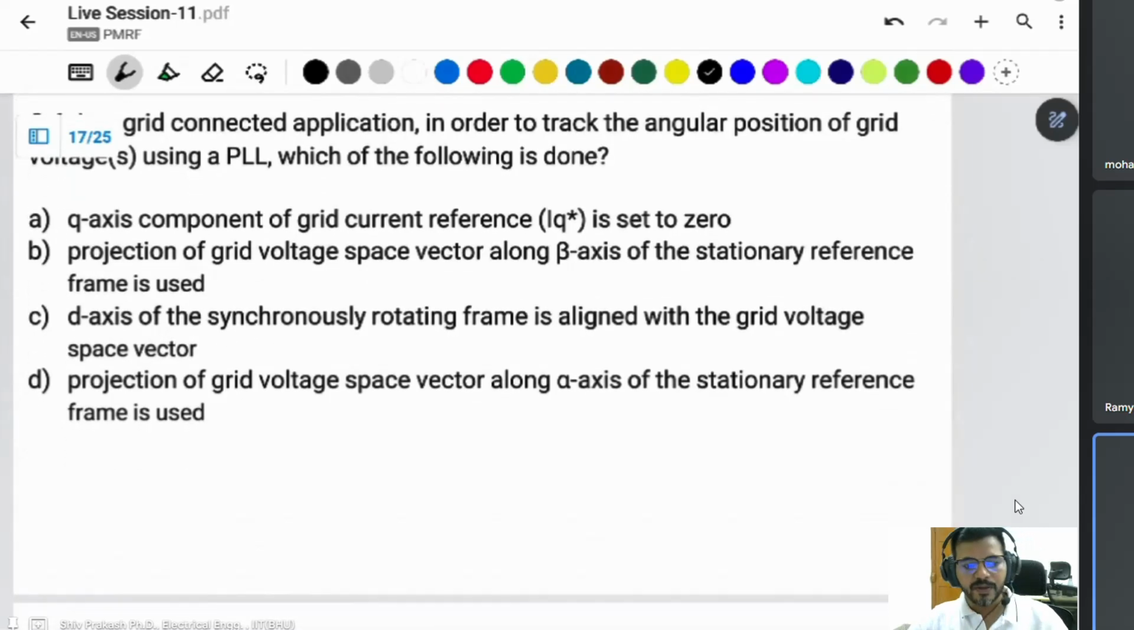A PLL is simply used to find the frequency and angle. There is a requirement of an angle for converting alpha beta to DQ, or ABC to DQ or alpha beta. There is a requirement of some angle. That angle we will find from a PLL, phase locked loop.